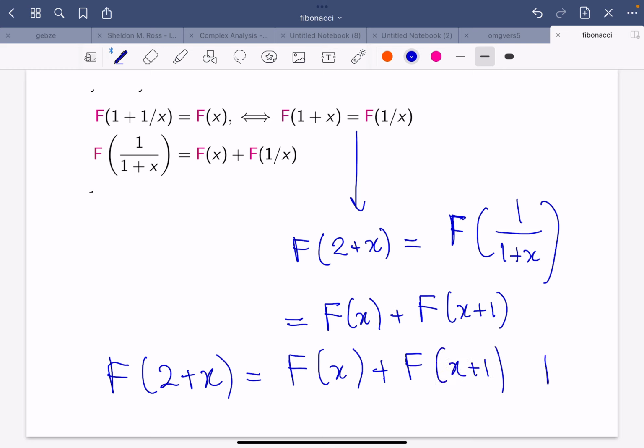with the Fibonacci recursion, with the initial condition f of 1 equals 1. This is precisely the Fibonacci recursion, and we see that f of n equals the nth Fibonacci number F_n.